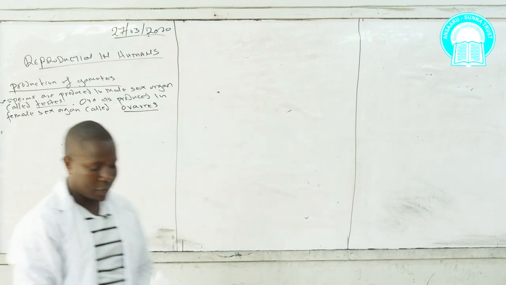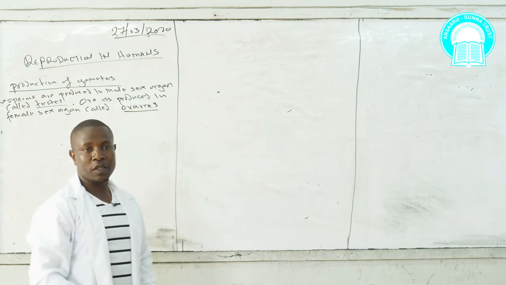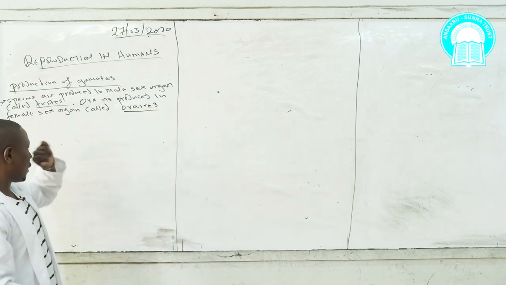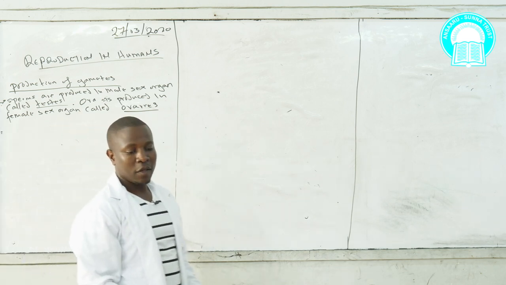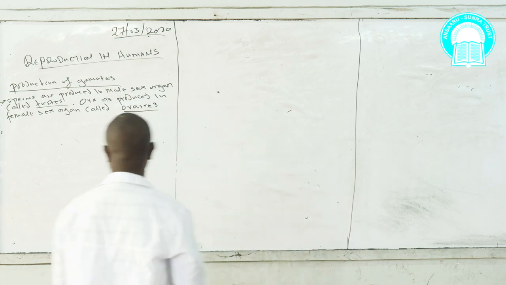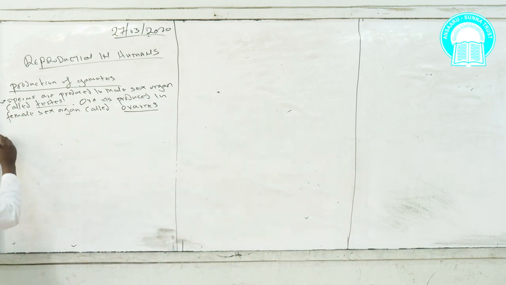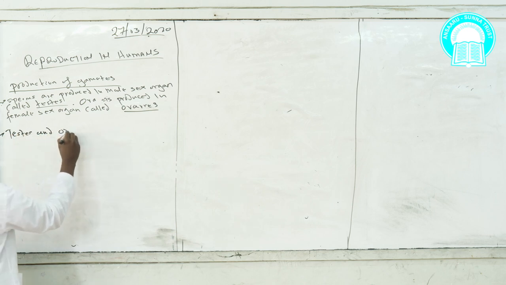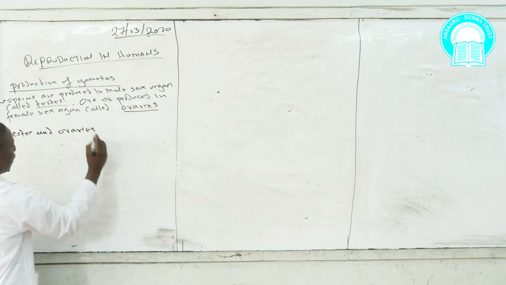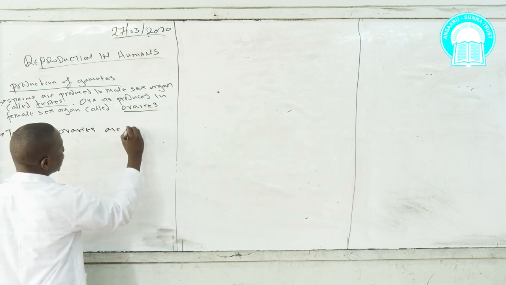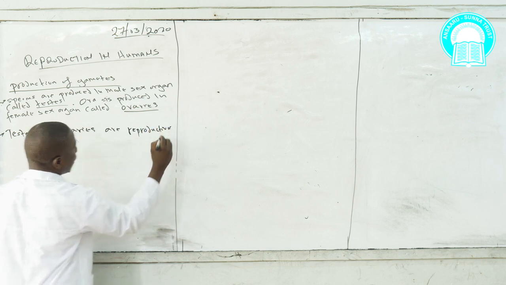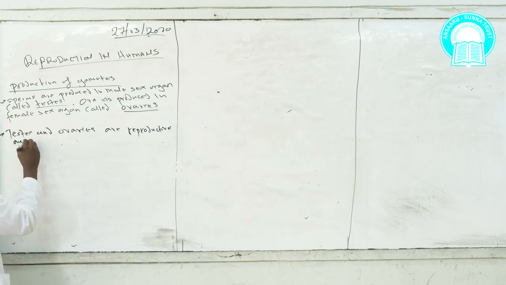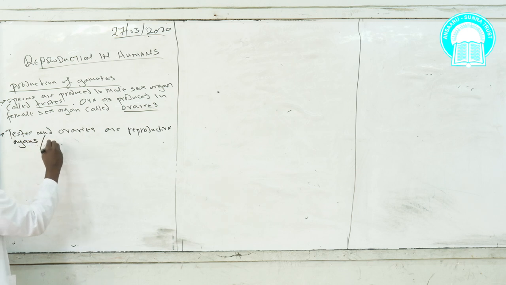So male gametes, which are sperms, are produced by what? Testes. While female ova are produced by what? Ovaries. So you could say testes and ovaries are reproductive organs or gonads.